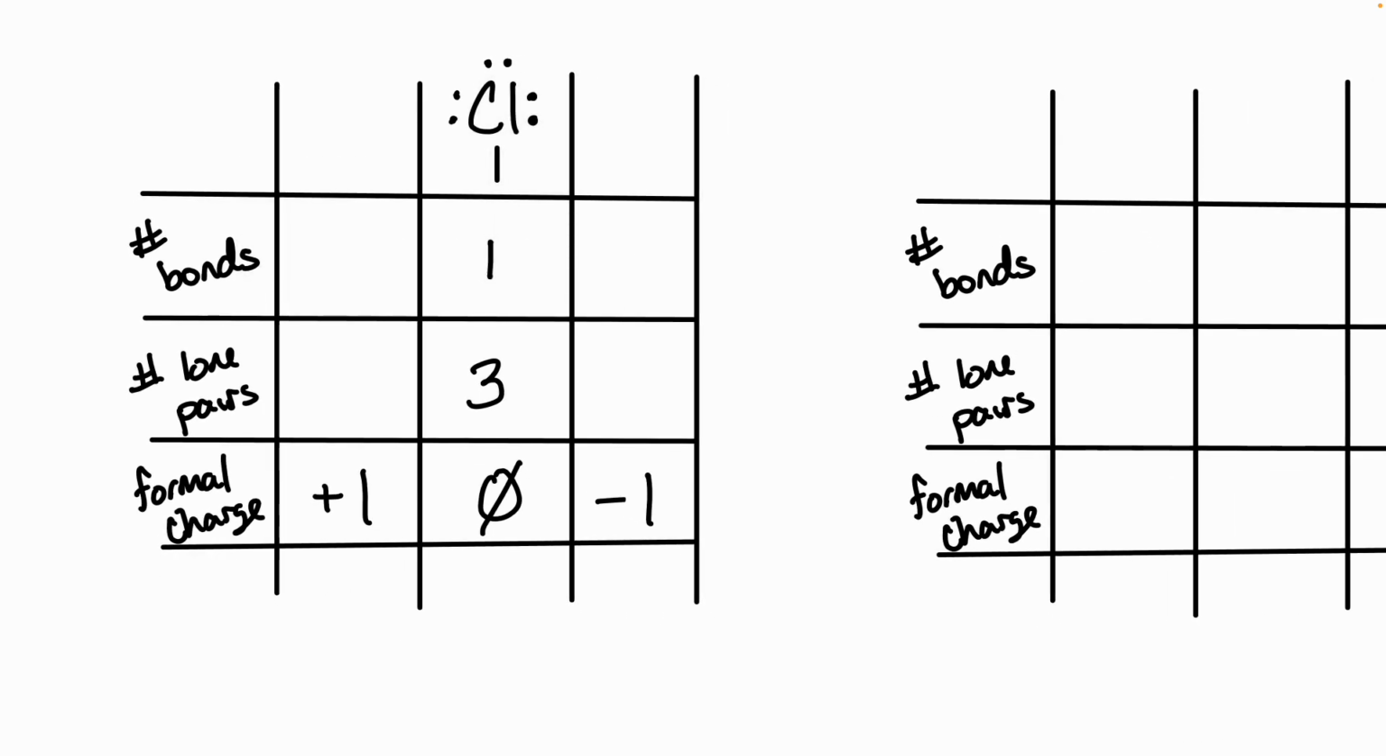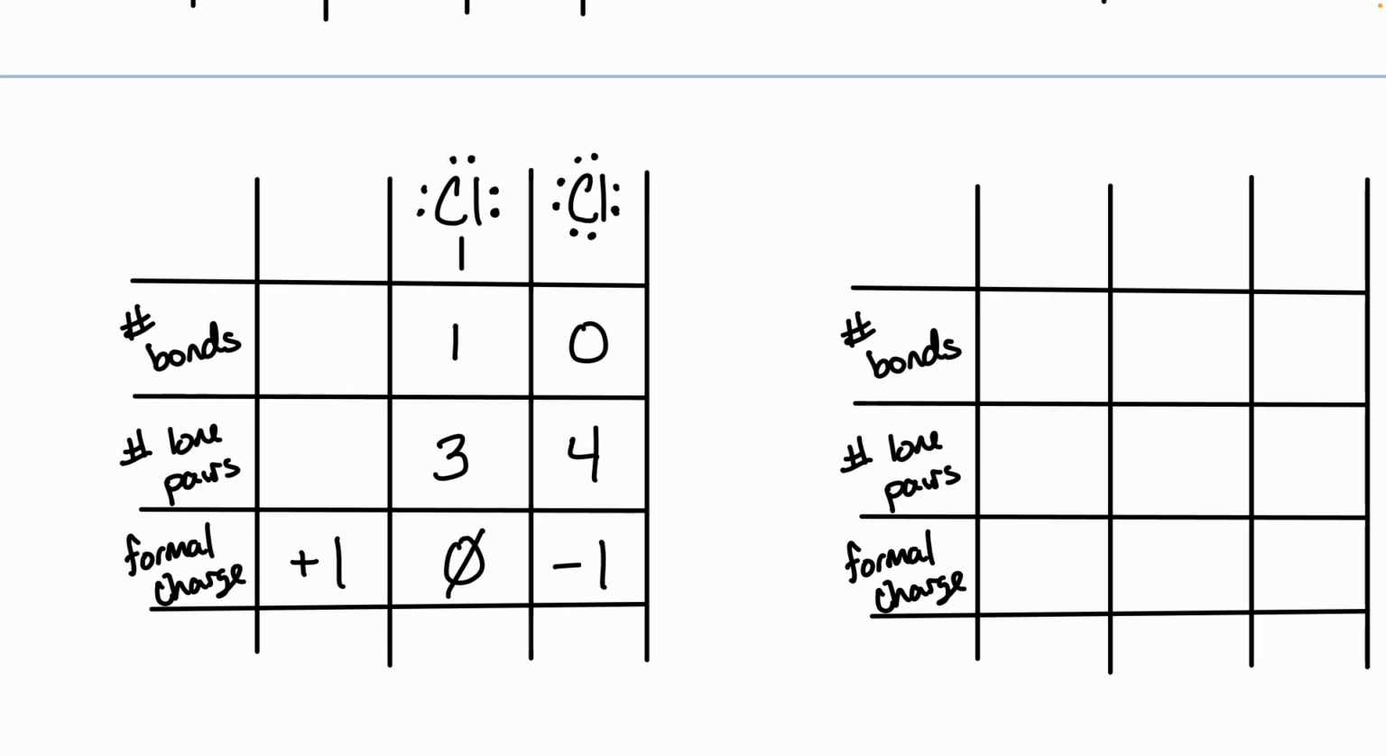All right, if we decrease the number of bonds and increase our number of lone pairs, that means we have 4 lone pairs and that formal charge of -1. Okay. And if we do the opposite, we increase the number of bonds and decrease the number of lone pairs. That has the effect of increasing our formal charge to +1.